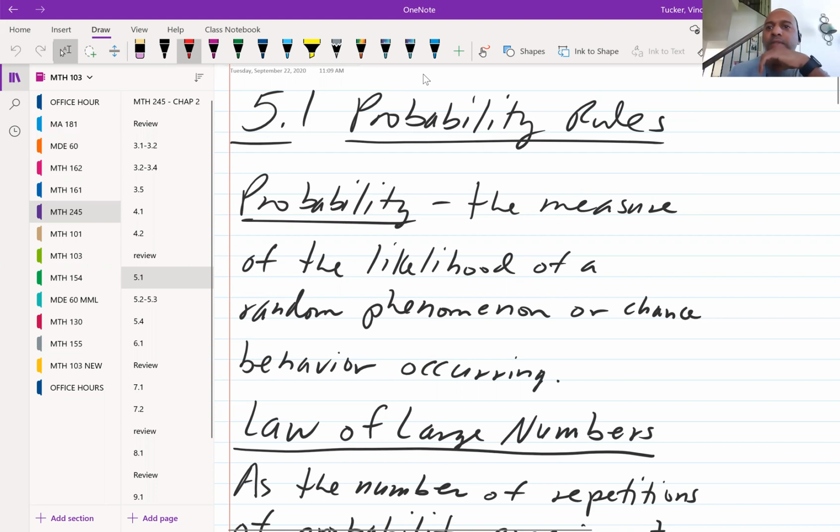Yep. Chapter 5. All right. So, let's go ahead and get rolling. Probability rules. I'll let you copy that. I need to get my charger real quick. So, give me 1 second, but you guys can go ahead and get started copying. I'll be right back.